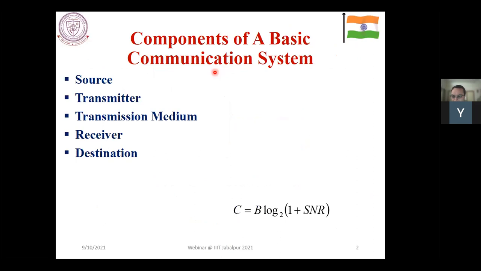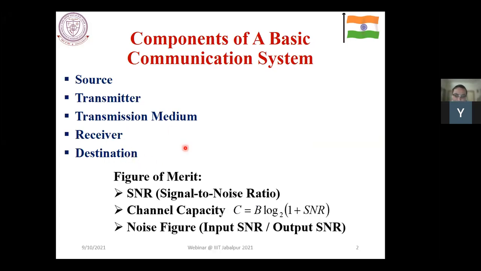Let me start from a very basic communication system. You know that you need a source by default, and the message signal will be transmitted by having a suitable modulation scheme, after which it is transmitted using a transmission medium, to the destination.